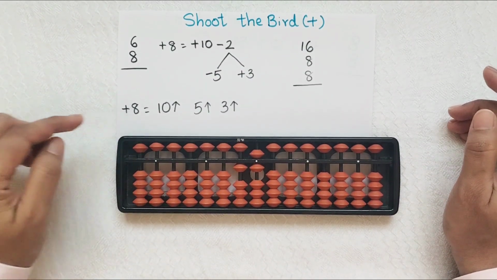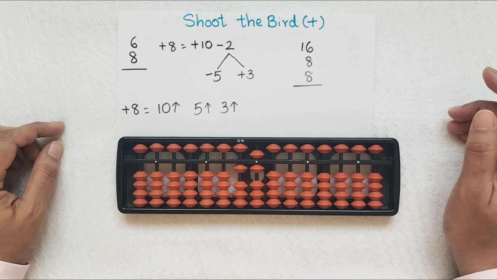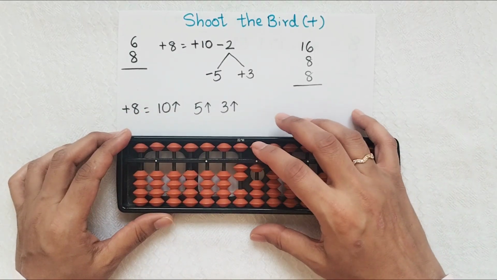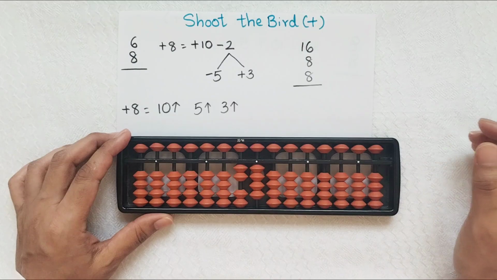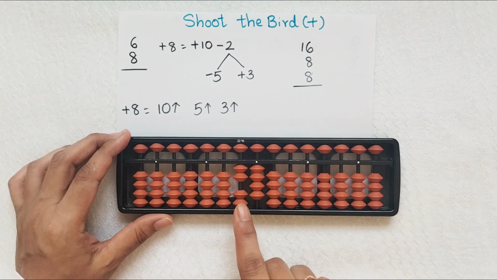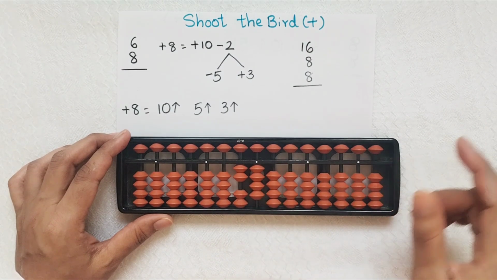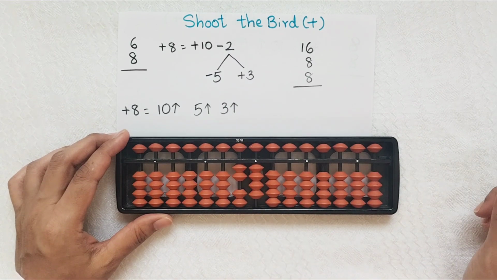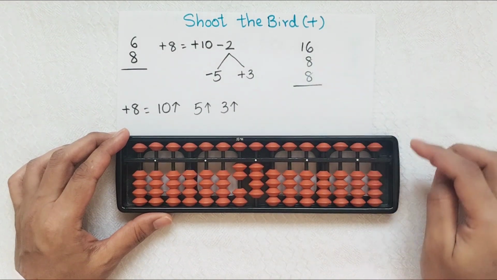Now let me try the shoot the bird technique. So for shoot the bird it is 10 up, 5 up, 3 up. So my answer is 24. Correct? But is my question over? No. I still need to add plus 8.